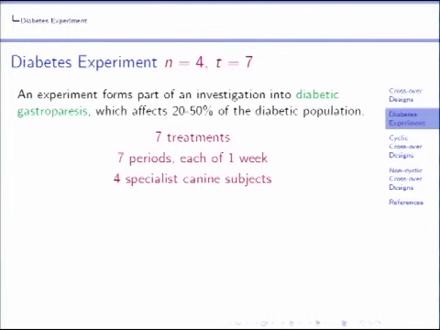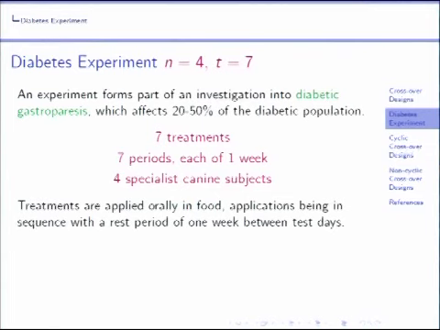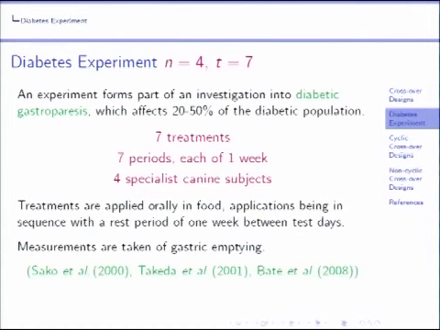Dogs have discrete feeding periods like humans rather than rodents which browse. And the way dogs chew their food is meant to be similar to the way that we eat, the mechanism, and the way that the food sits in the dog's stomach, again, is similar to our feeding process. So dogs make good subjects in this case. So the treatments are going to be applied orally in the dog's food, and applications are in sequence, and there's a rest period of 1 week between test days, but even so, it's thought that allowing for first order carryover effects is a good idea. And then measurements are taken of gastric emptying. And there are some references.